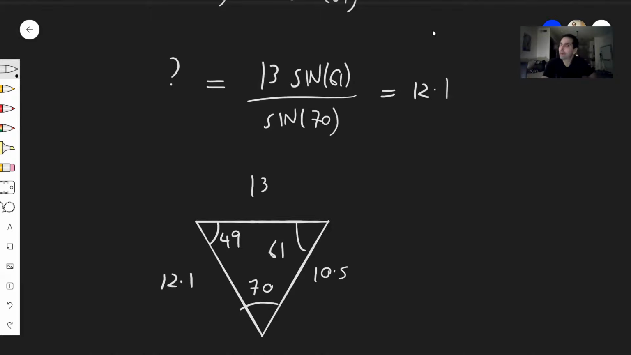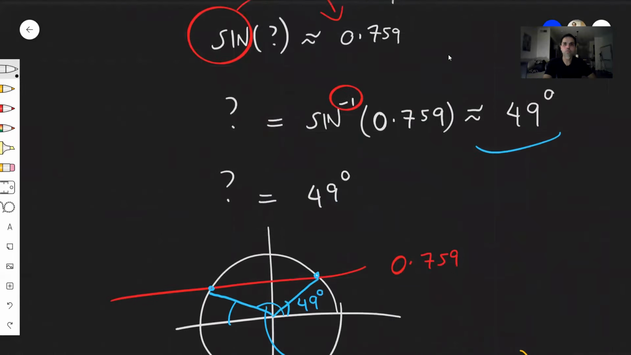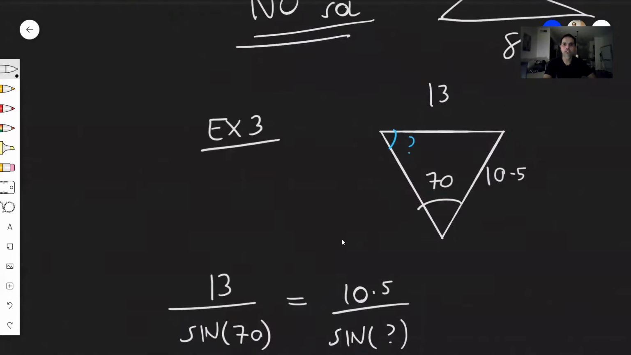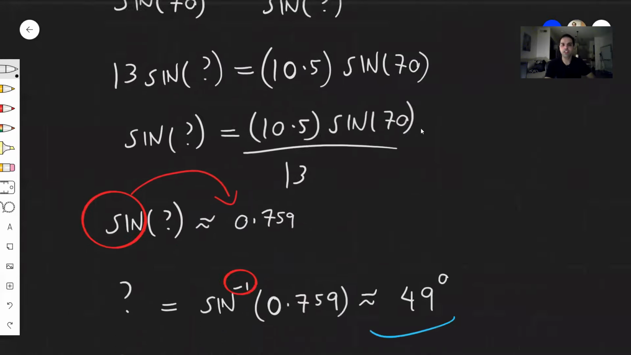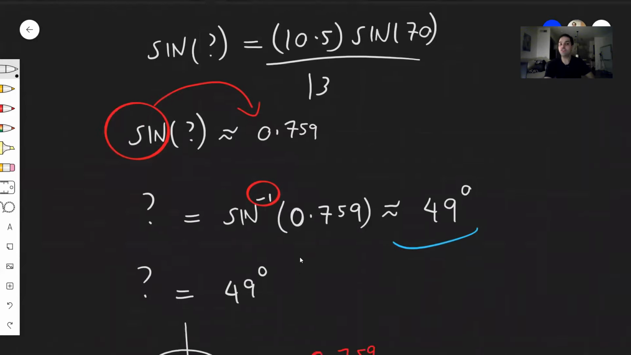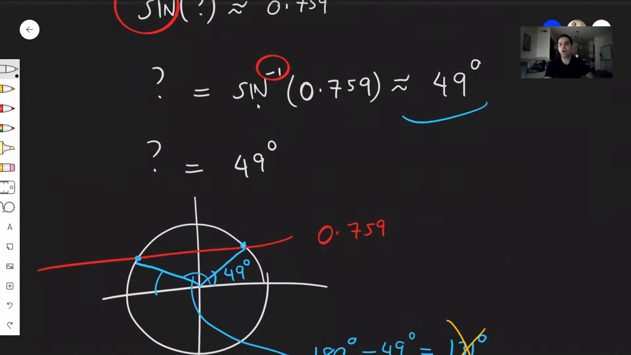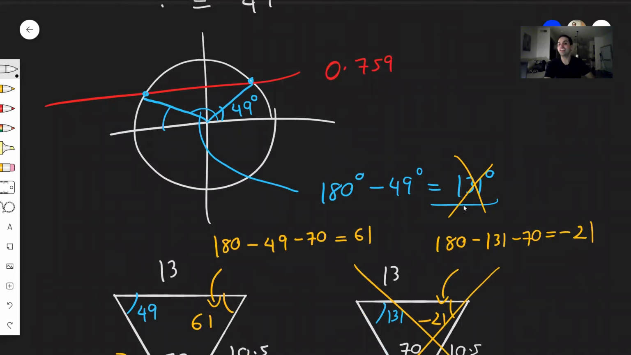So again, just to recap this problem, because this is a little bit harder. Suppose you have this triangle, and first you're trying to figure out this angle. Then you do, again, opposite over sine of angle equals opposite over sine of angle. And then basically you find this equation, sine of something is roughly 0.759. Then you have to be careful. The answer is either arcsine of this value or 180 minus arcsine, which here gives 131.